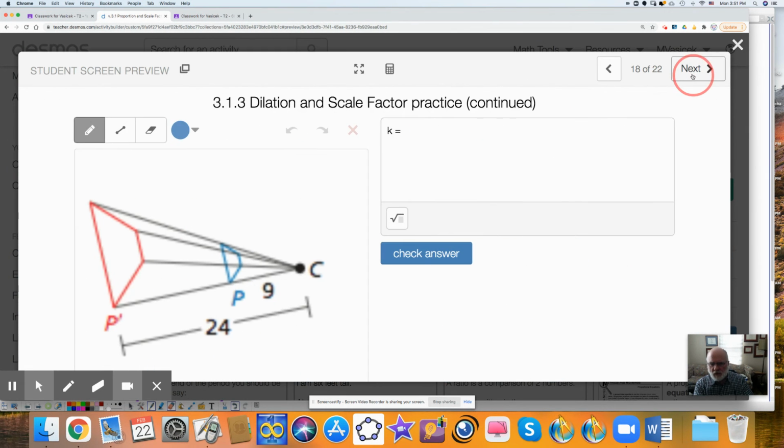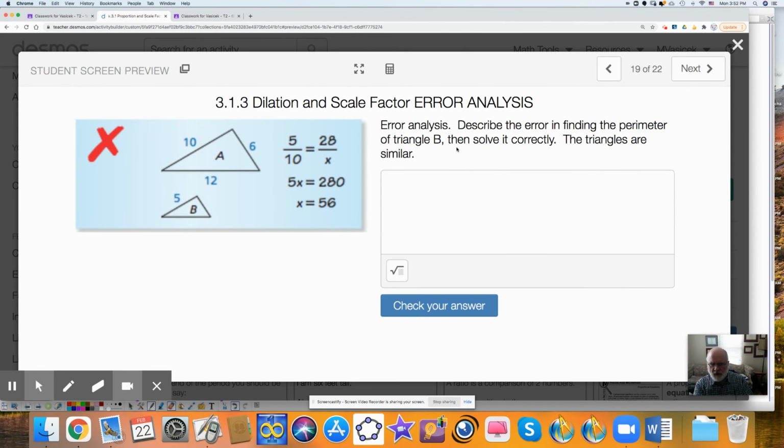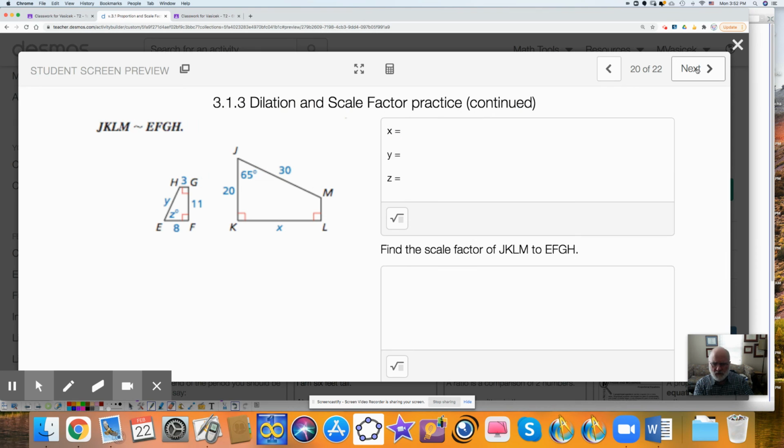There's also this question on error analysis. I give you the answer here too, but try to figure it out yourself. What's wrong with this? This person made a very big mistake. X can't be 56. The perimeter of this is not going to be larger than the perimeter of this one. That's not correct. And then there are 2 of these.